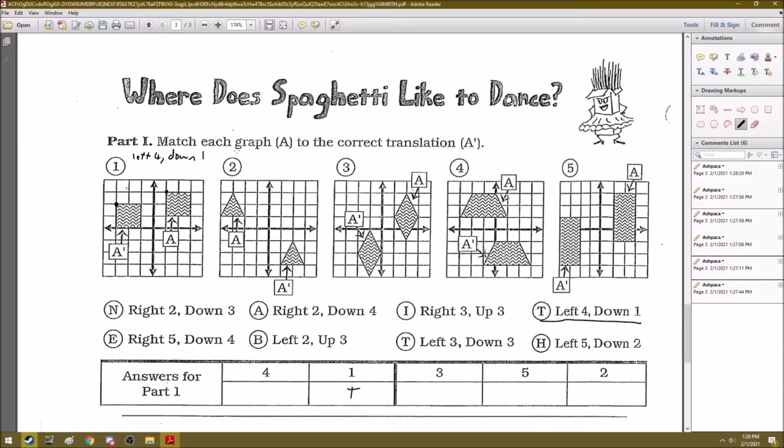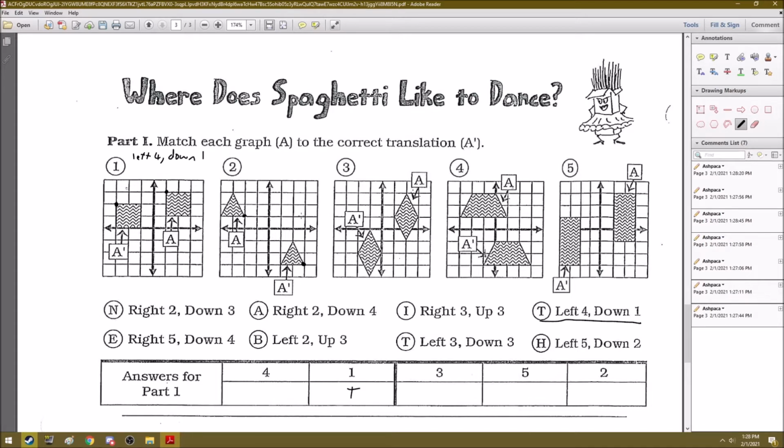So now let's do the second one here. This time, this triangle on the left is going to be A, and this triangle down here on the right is going to be A prime. So we want to see, how did A get to A prime? How was it translated? Once again, you can just pick one of the vertices. It doesn't matter which one, as long as you pick corresponding vertices. You don't want to pick the bottom right point of this triangle and then the top of this triangle. That's not going to give you the correct answer.